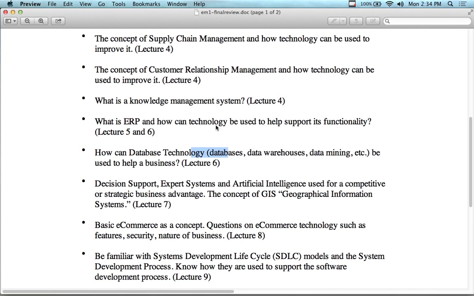Going back up a little bit, ERP, Enterprise Resource Planning, was also discussed. So how can the technology be used to help support its functionality, which is lecture 5 and 6. So lecture 5 and 6 are about ERP. You might find ERP is mentioned throughout the entire later part of the lecture series. It pops up everywhere. But the core of the material that's going to help you the most is in 5 and 6, which is how these chapters were identified. The first citing of it is the chapter I listed.